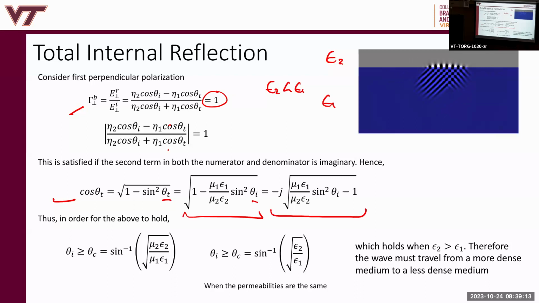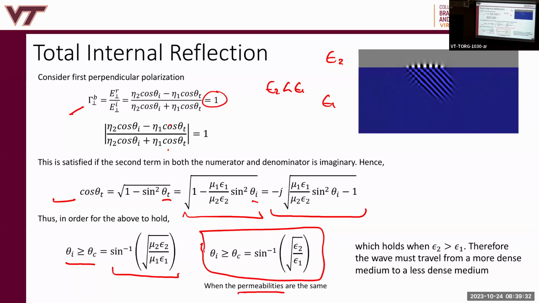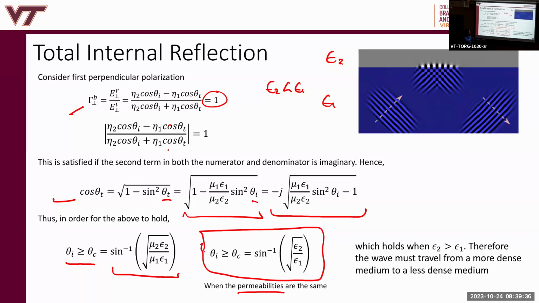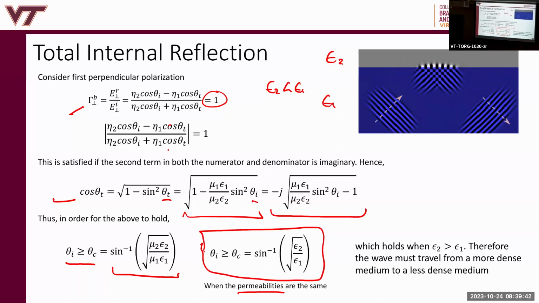So in order for the above to hold, for total internal reflection, we want the incidence angle to be greater than some critical angle, which is defined like this: inverse sine of the square root of mu2 epsilon 2 over mu1 epsilon 1. If it's non-magnetic, or if the permeabilities are the same, then we can write it like this. So this is the definition for the critical angle. If we're incident at an angle greater than this critical angle, defined as the inverse sine of the square root of the ratio of the permittivities, then we'll have total internal reflection.